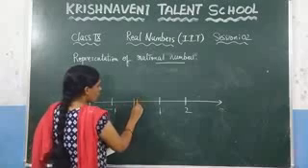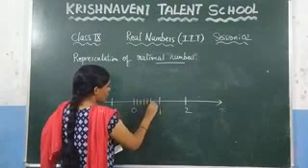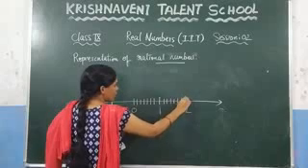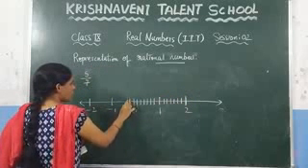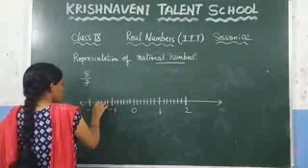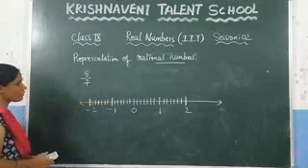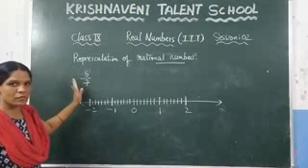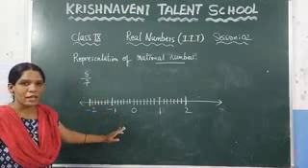So here 1, 2, 3, 4, 5, 6, 7 in each unit, on this side and on the other side also. And after that, you need to check the numerator. Since the numerator is +5, you need to go to the right side of the 0.